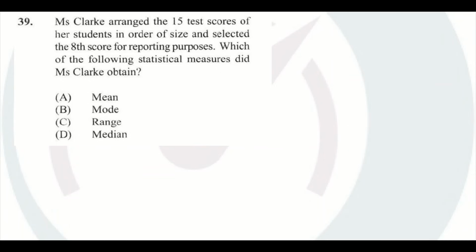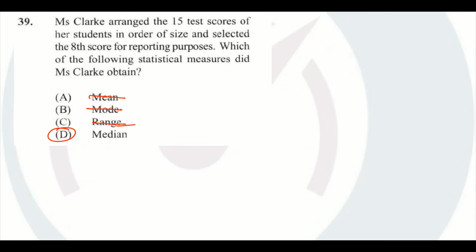Question 39. Ms. Clark arranged the test scores of her students in order of size and selected the 8th score for reporting purposes. Which of the following statistical measures did she obtain? So mean, mode, range. We know it wouldn't be the range, because the range would be the highest subtract the lowest. The mode is going to be the one that occurs the most, and the mean is the average. So by elimination, it would have been the median.